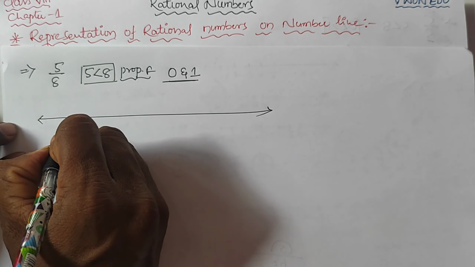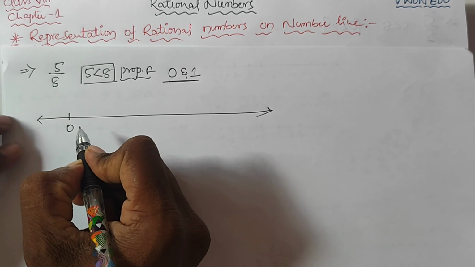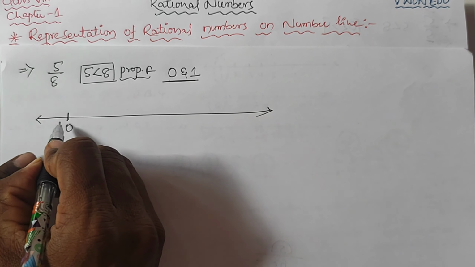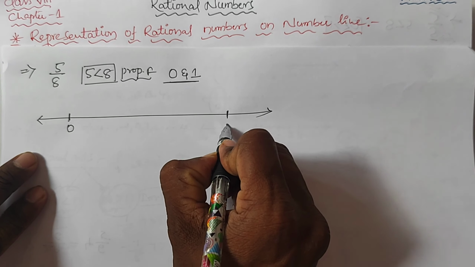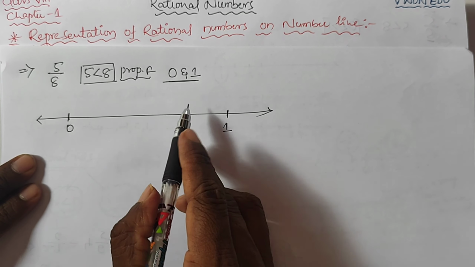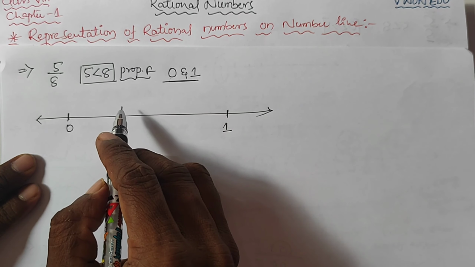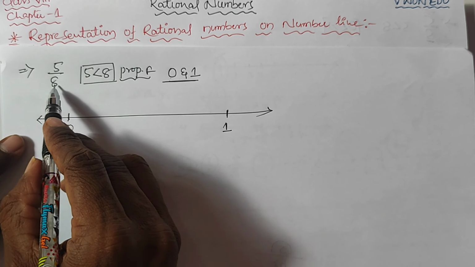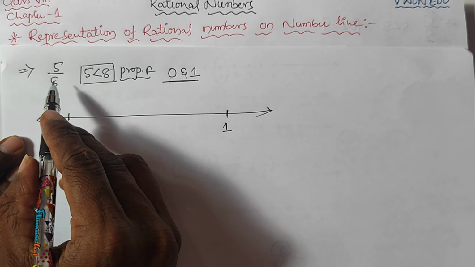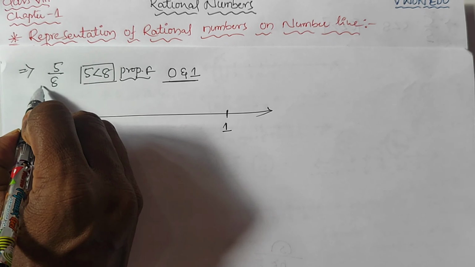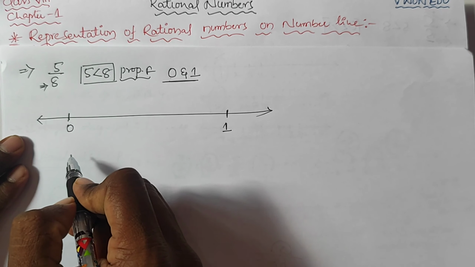So it is positive, right? So I am not considering negative values, directly considering here 0 and 1. Because 5 by 8, the value lies between 0 and 1 only. Now observe the denominator, what is there here? 8. So with respect to the denominator we have to solve first.